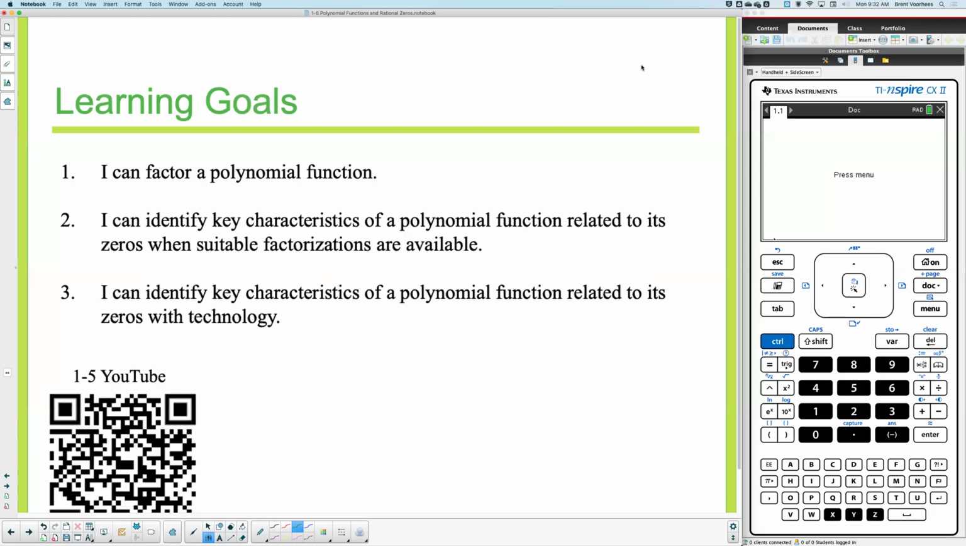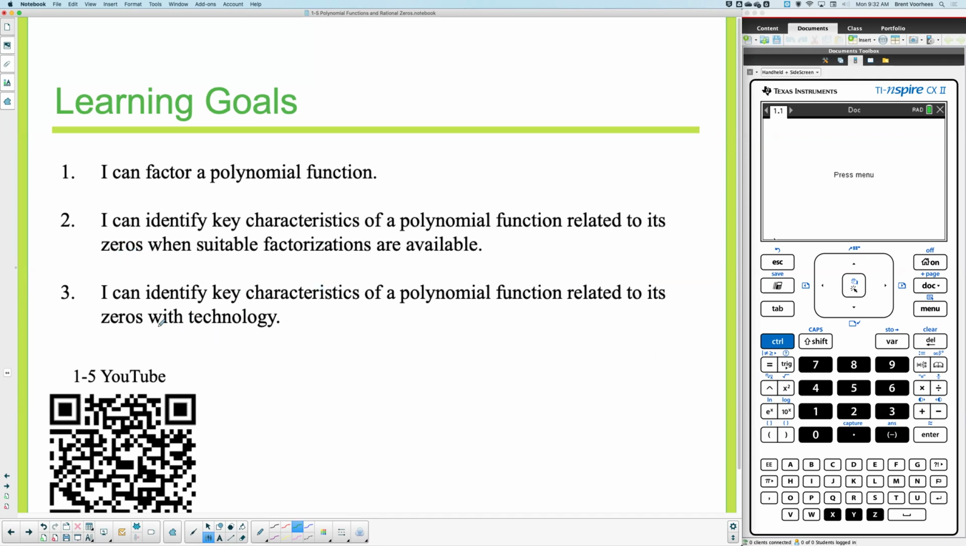Today, we're looking at lesson 1.5. Specifically, we're looking at how we can factor a polynomial function. That's what we're going to spend most of the time doing. Now, the point of factoring is that when we factor, we can identify key characteristics. So factoring is what identifies those key characteristics.